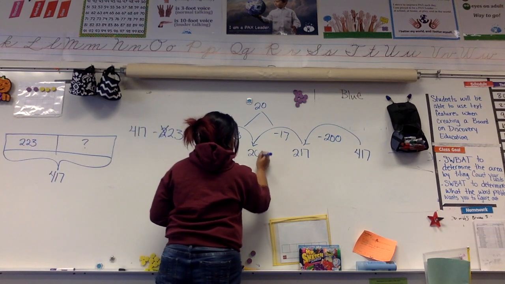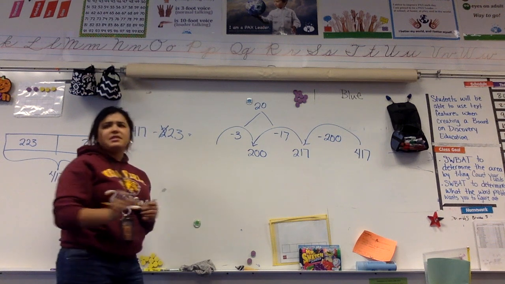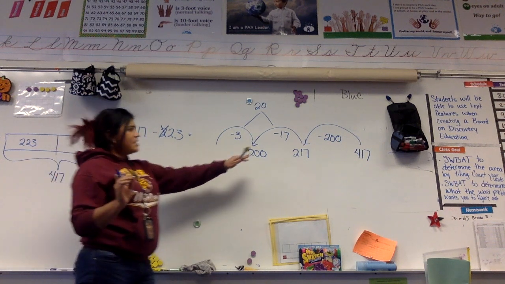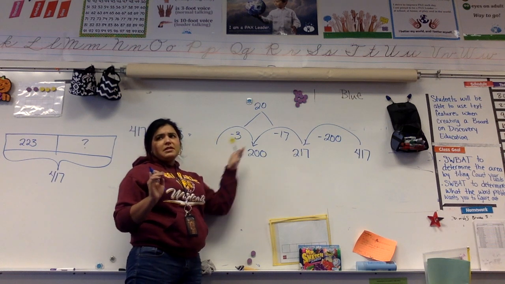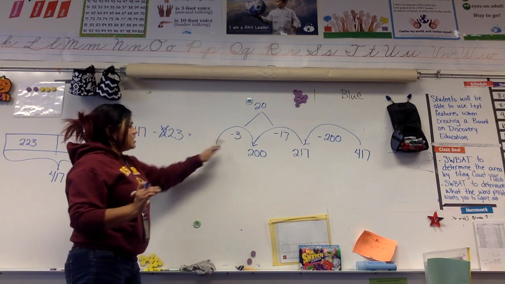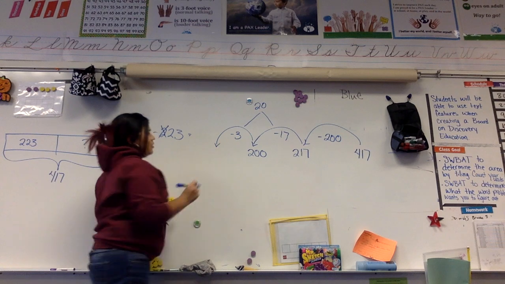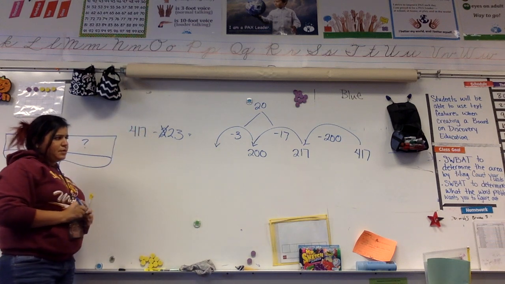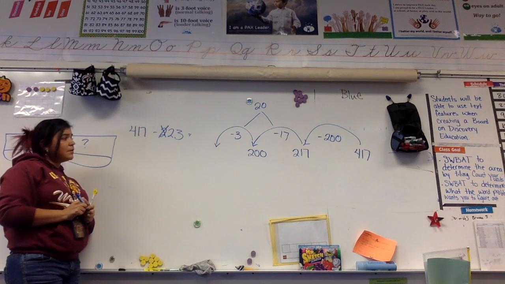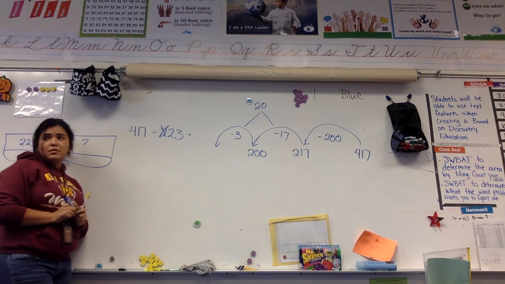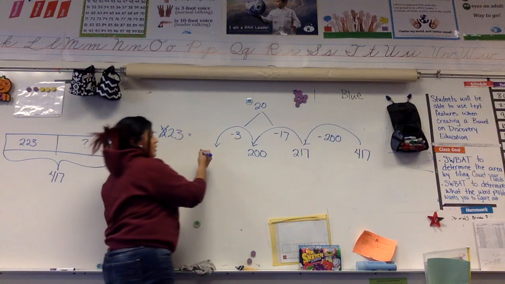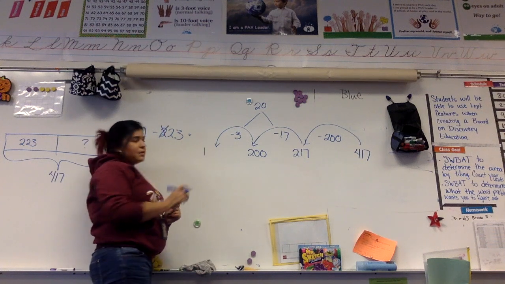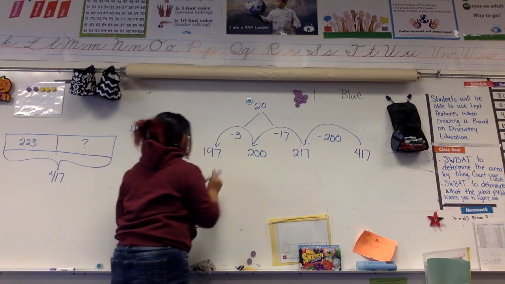200. Do you see how that made it easier? I just went to the nearest hundred because I knew 17 is almost 20, so I knew I could subtract that. Now, we're going to subtract another 3. Reese, go. Nope. Less than 200. 100. 97. Okay.